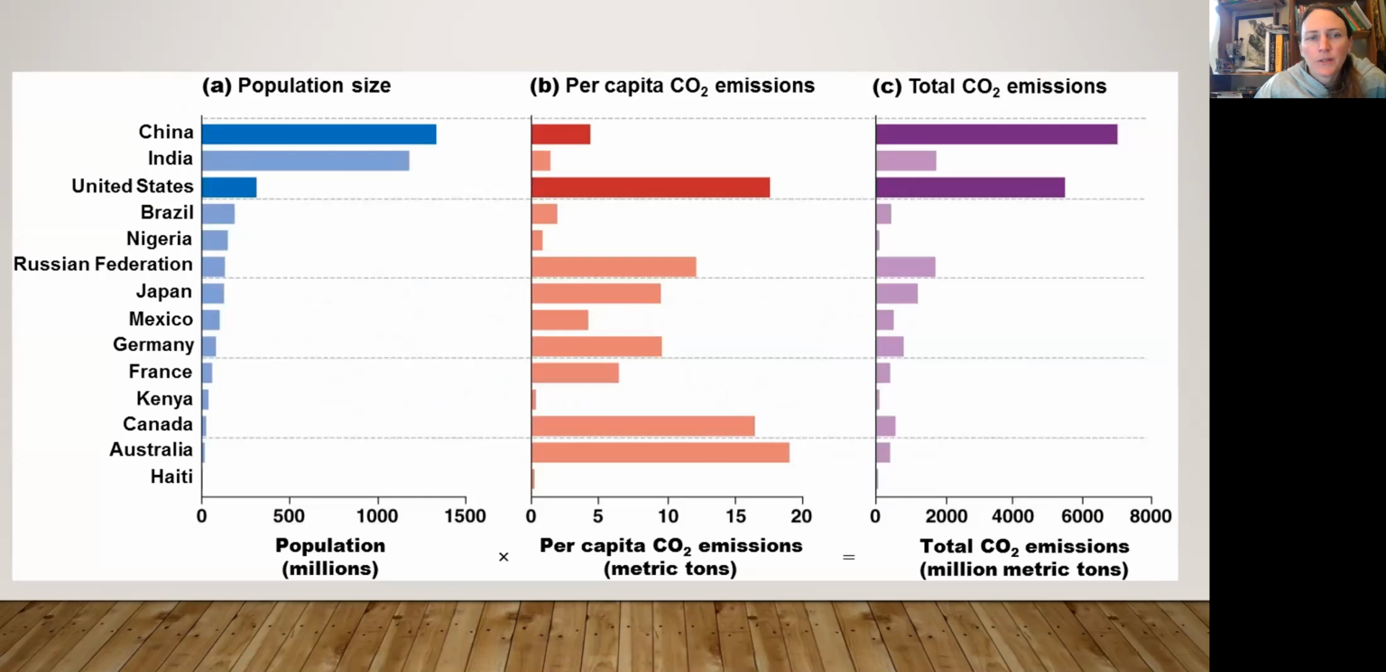So if we look at the population of different countries, you can see China and India have very large populations, and then we have the US. But if you look at our per capita CO2 emissions, you can see that that bumps the United States out way far in terms of total CO2 emissions. And this is something that we can do something about. We can reduce our CO2 emissions.